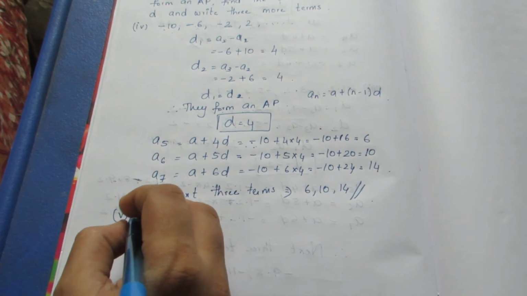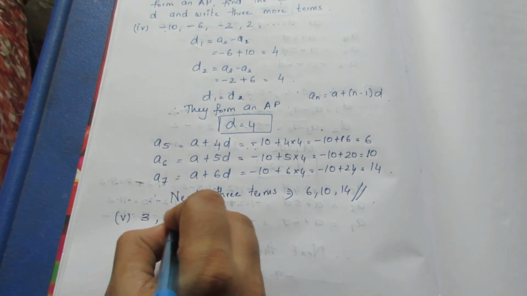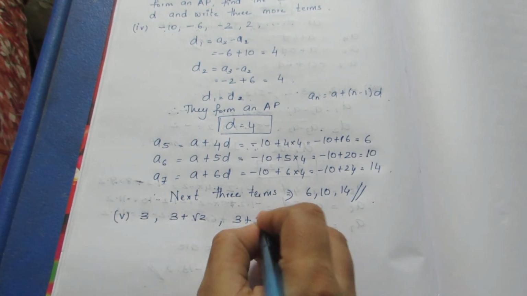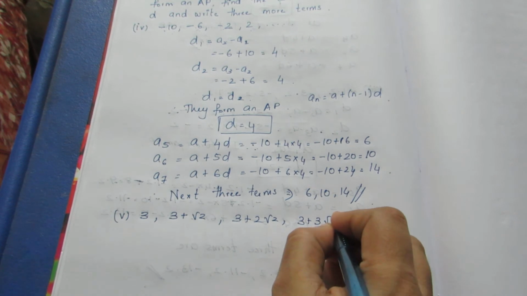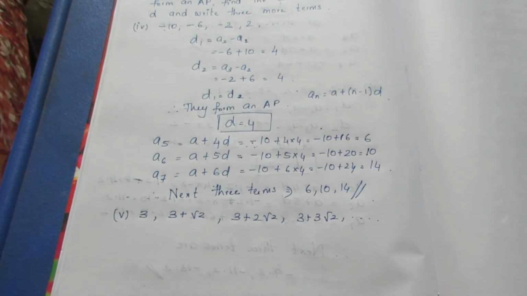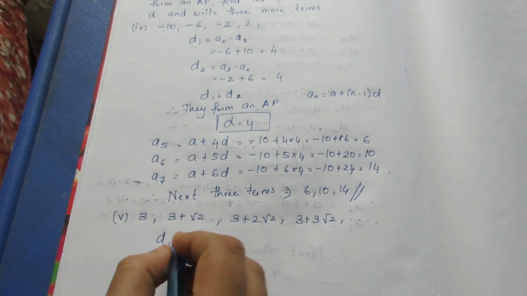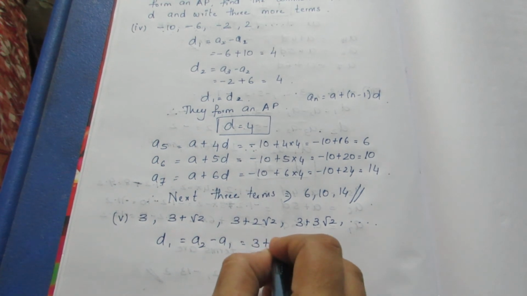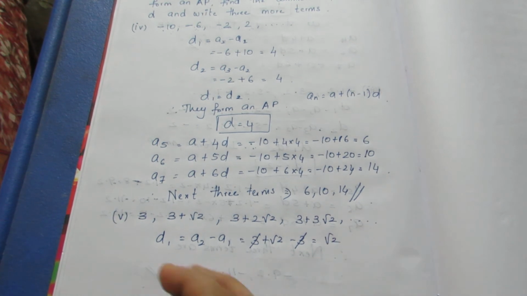In the fifth sum, it is given as 3, 3 plus root 2, 3 plus 2 root 2, 3 plus 3 root 2, and so on. Now, as I told before, we need to find the common difference D and check whether they are equal. For D1, it is A2 minus A1: 3 plus root 2 minus 3. Here 3 and 3 get cancelled and it becomes root 2.